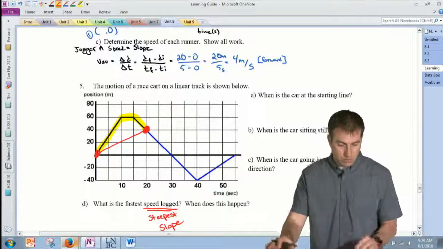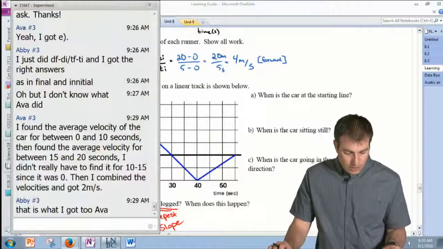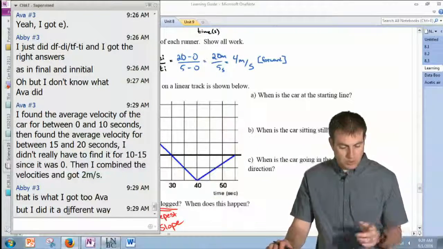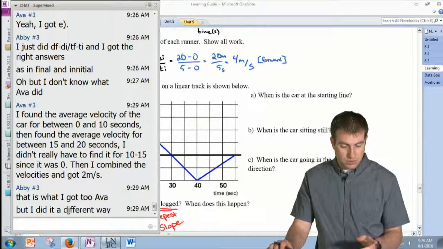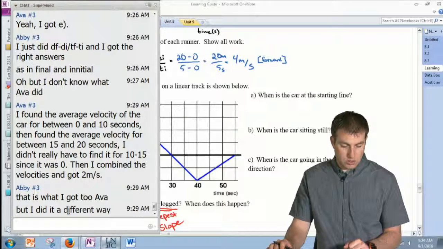And I'm just reading what you have here, Ava. Found the average velocity between 0 and 10, then I found the average velocity between 15 and 20. Didn't really have to find it for 10, 15, so it was 0. And I combined the velocities and got 2.